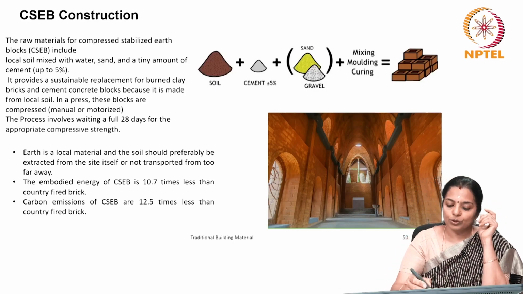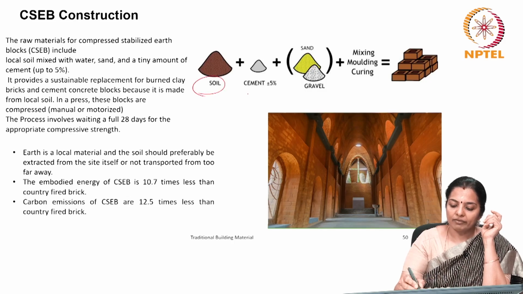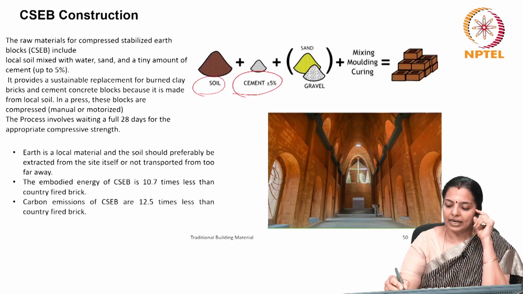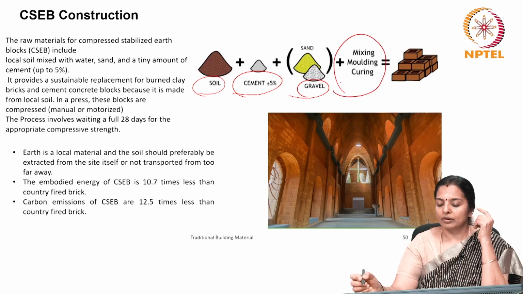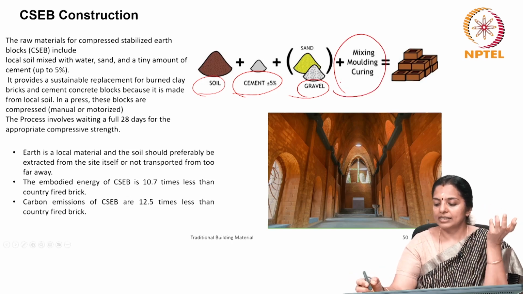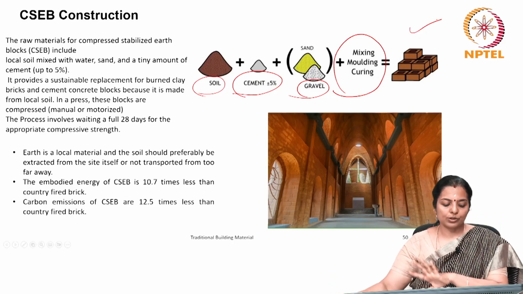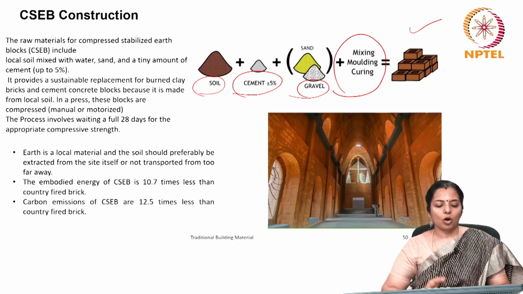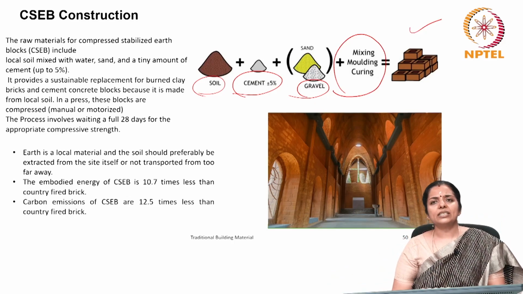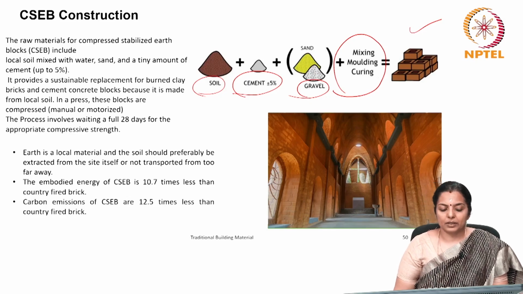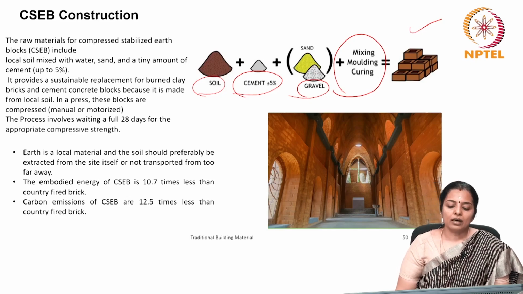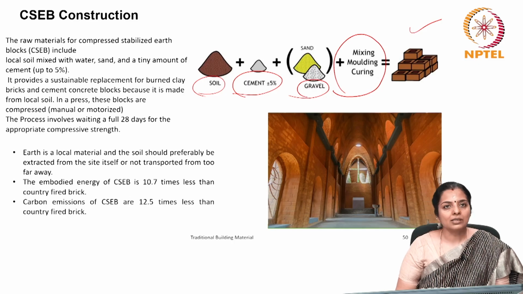So you mix basically soil with 5% cement and some gravel, and you put it in a mold. Molding, curing, that process happens, and ultimately this is what you get. We will go through this whole process, not to worry. So it's earth, and since it's a local material, you don't have to transport it from long distances, making it a very earth friendly material.